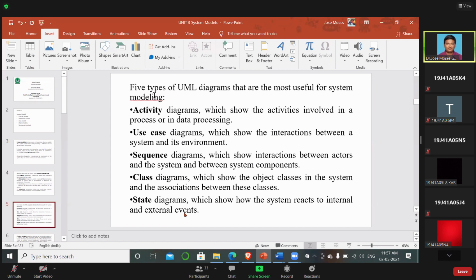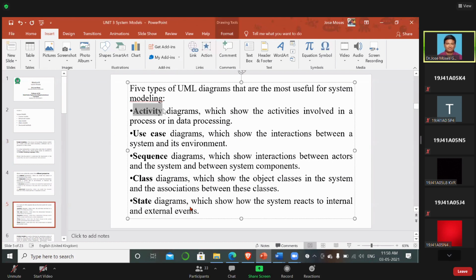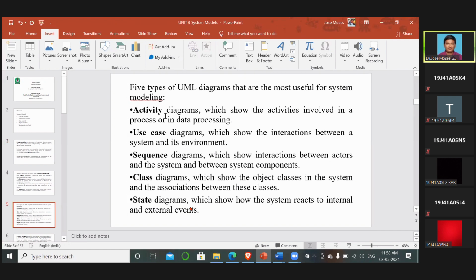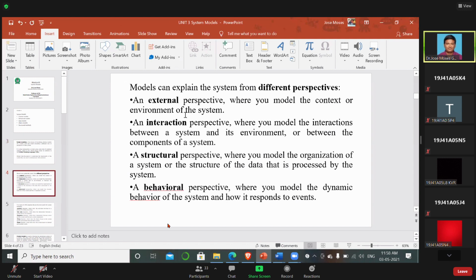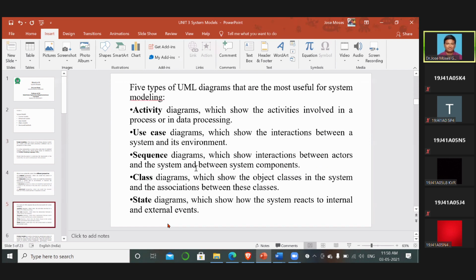What are the different types of unified modeling language diagrams you will be using for system modeling? From the slide itself, you can clearly see that we will be using activity diagrams, use case diagrams, sequence diagrams, class diagrams, and state diagrams. For what purpose are we using them? Activity diagrams show the activities involved in a process in the system. Use case diagrams show interaction between the systems. While discussing the views, we said external, internal, structural, and behavioral. From this we can clearly match which diagram is for what.